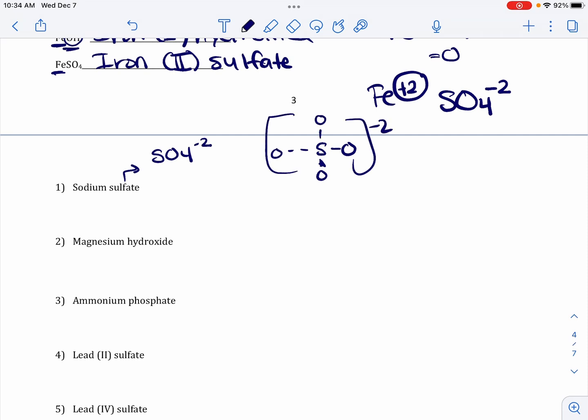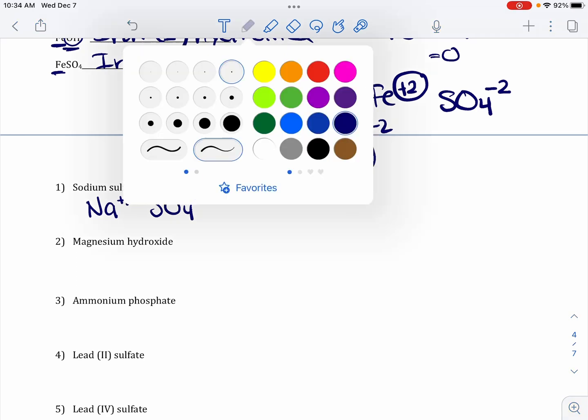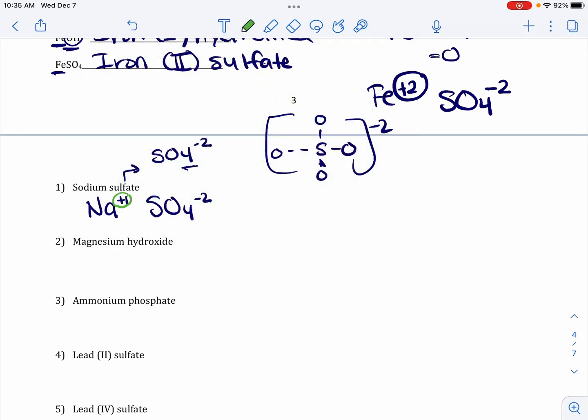So it is one thing. You cannot change that 4. SO4 is its own thing. There are 4 oxygens bonded to that sulfur. So for example, for this one, I have Na is +1. SO4 has a -2. When we're looking at the formula, we are only going to pay attention to the charges. The subscripts cannot change because this sulfur needs 4 oxygens bonded to it.